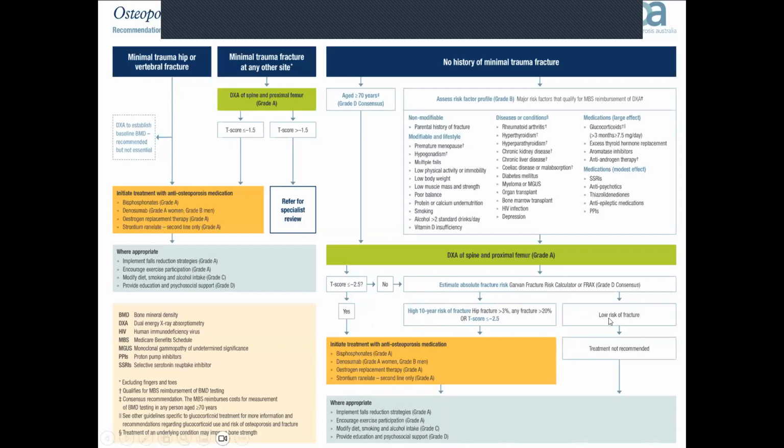If from the fracture risk calculator they're at low risk, you want to monitor them with usually 2-yearly bone mineral density. When you do it under 2 years and they don't have any secondary causes, you will not be eligible for a Medicare rebate, and patients might need to pay out of pocket for the bone density. So in general, most of the time we monitor them with 2-yearly bone mineral density.